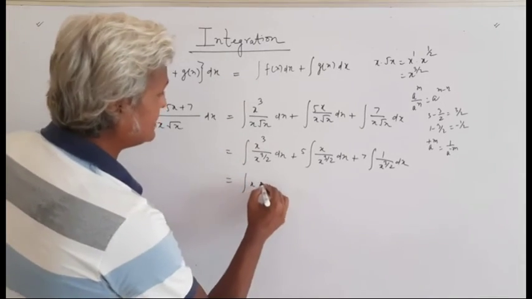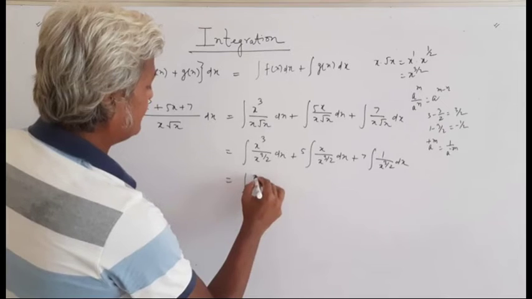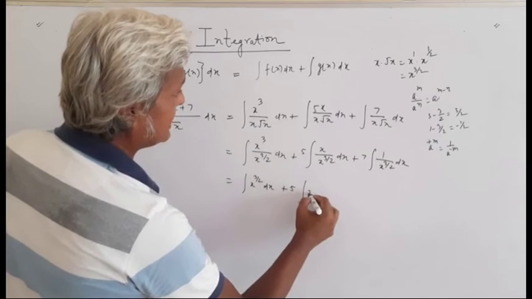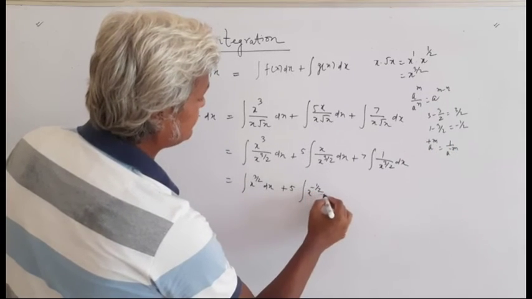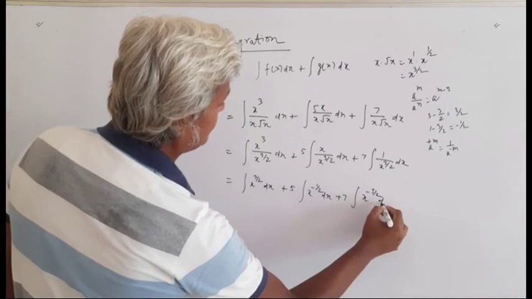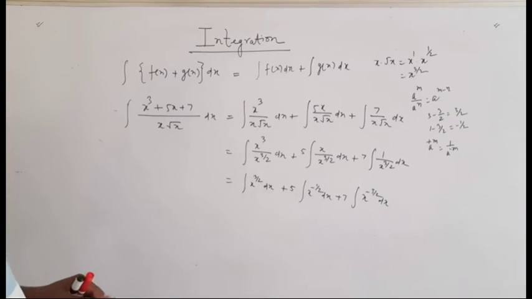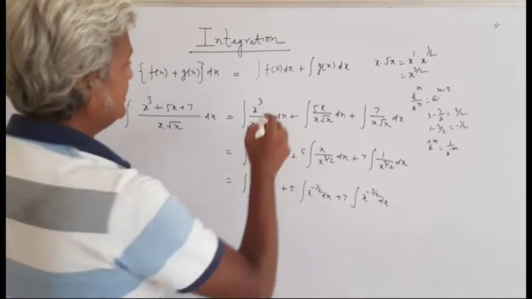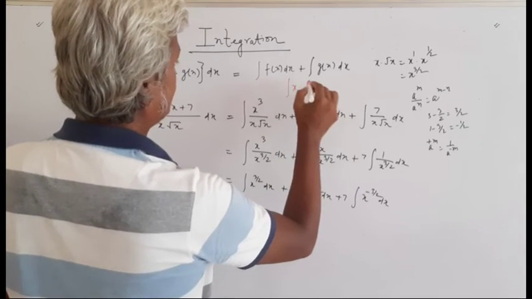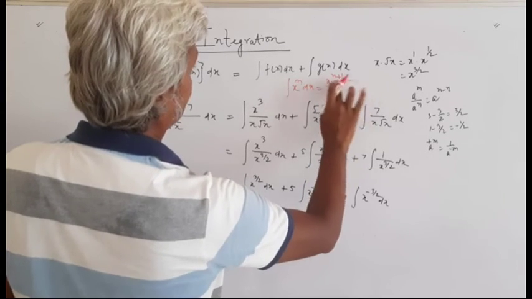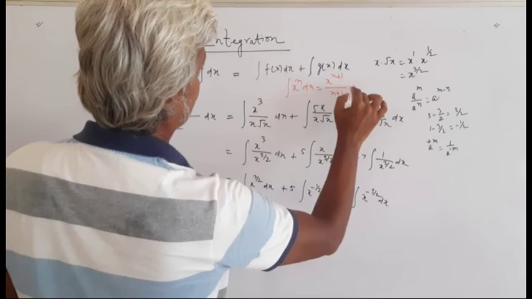So this one is now x to the power 3 by 2 dx, plus 5 times x to the power minus half dx, plus 7 times x to the power minus 3 by 2 dx. So in all these cases the only formula applicable is that the integration of x to the power n dx is x to the power n plus 1 over n plus 1, plus c. Let me write it here with the red pen so that you can conclude it easily.